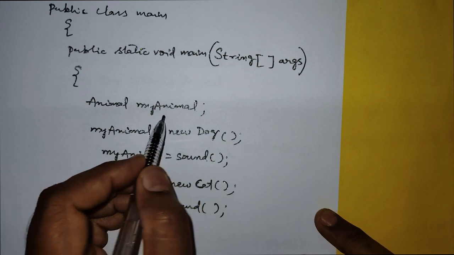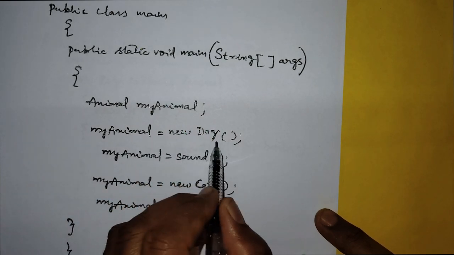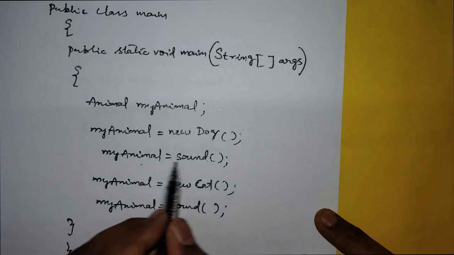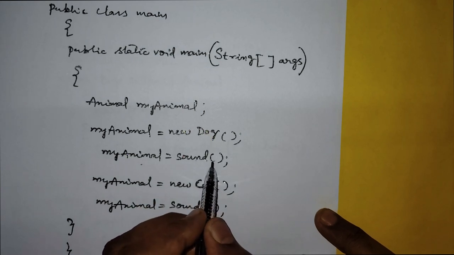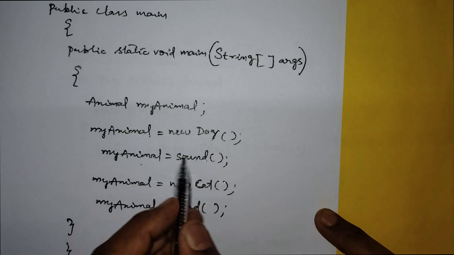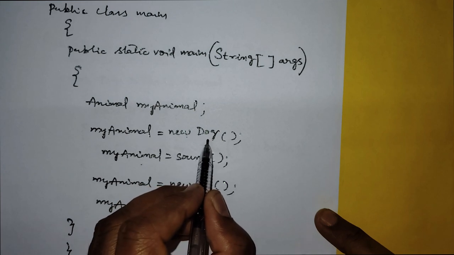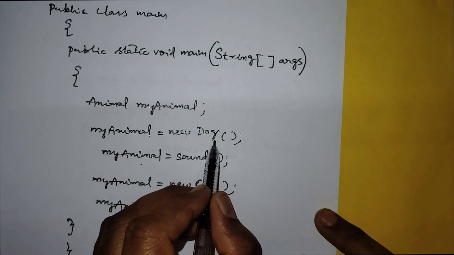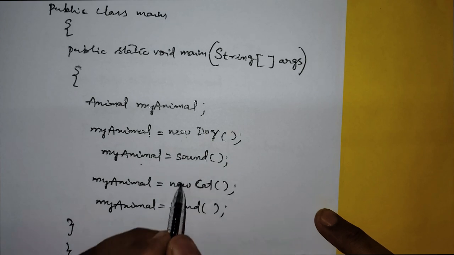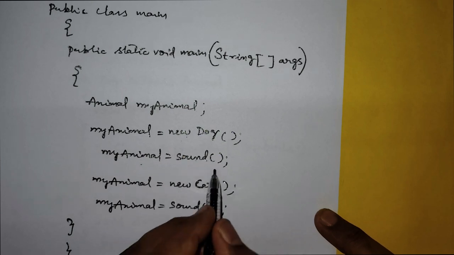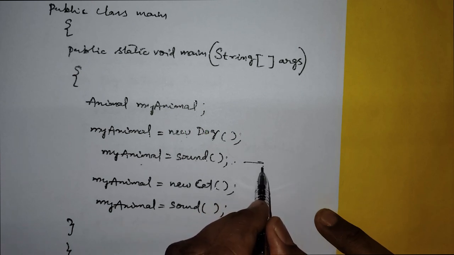Now the myAnimal reference is assigned to new Dog. Then myAnimal calls sound. Which method does it call? The Dog's sound method. It will be printed. So myAnimal is assigned to a new Dog object. When myAnimal.sound is called, it invokes the sound method of the Dog class, printing Dog barks. From this, what is the output here? Dog barks will be printed.